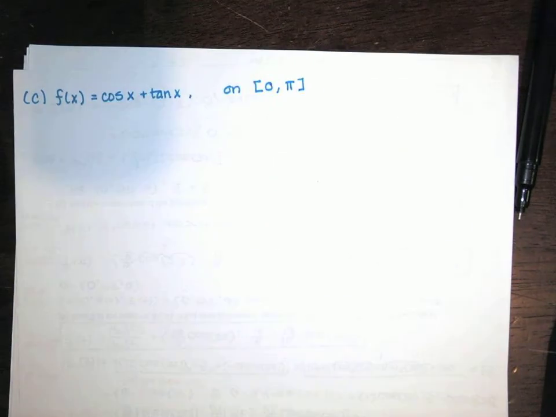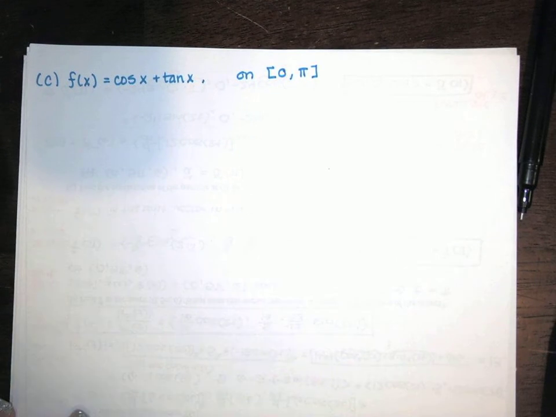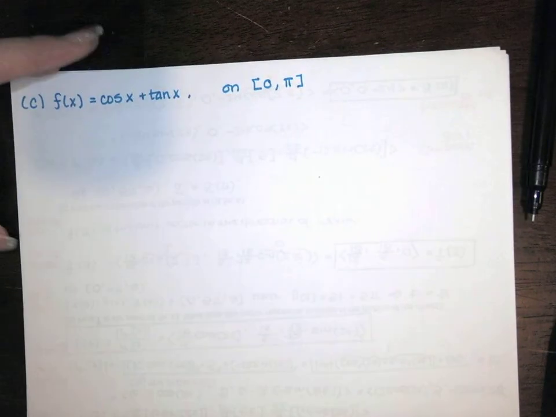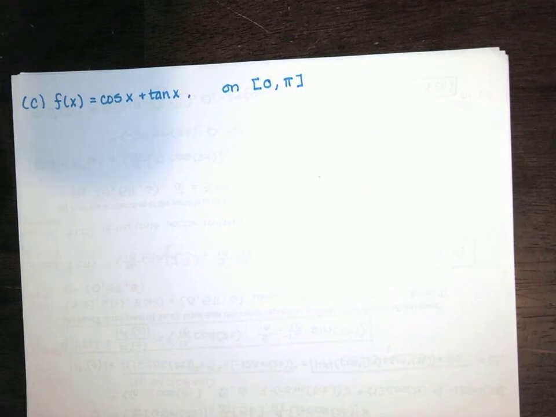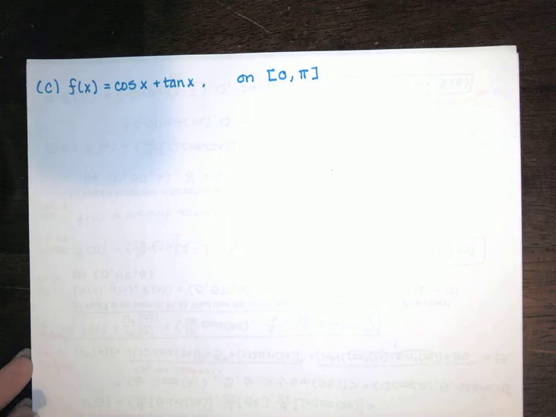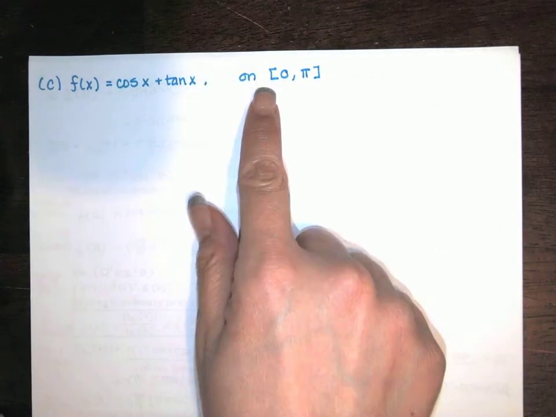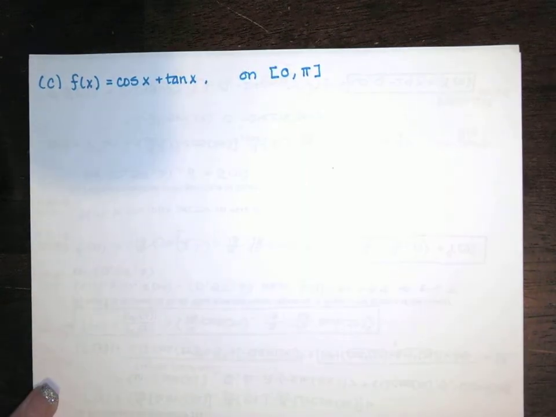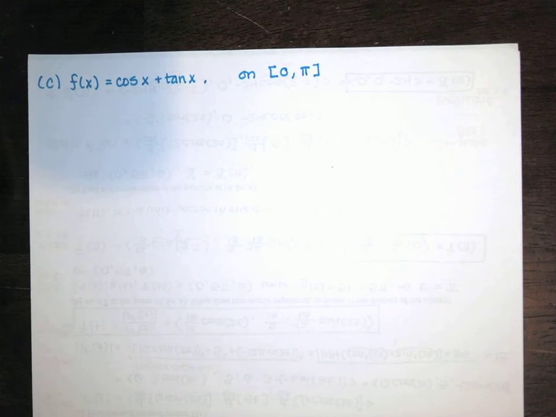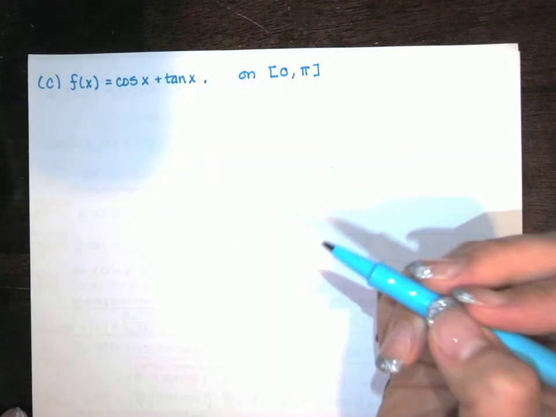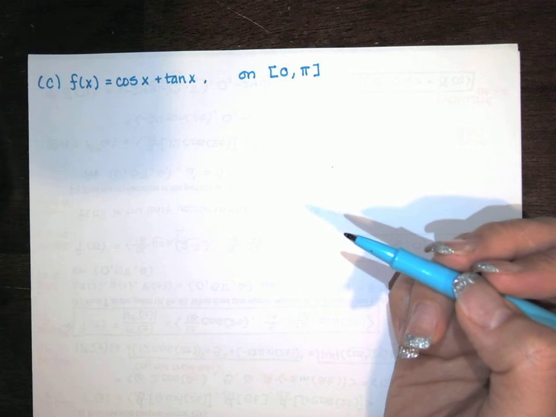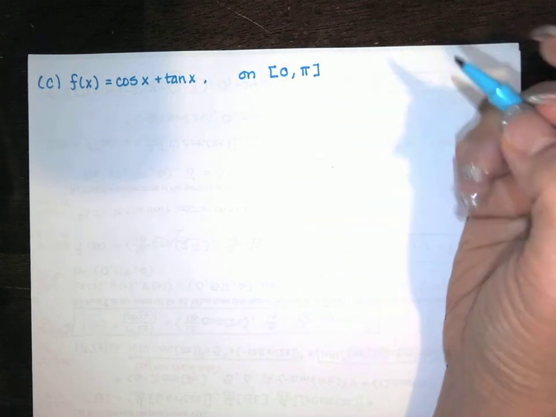Okay, let's do one more. And this one involves a trig function, so we can solve some trigonometric equations. I guess we're not going to solve any trigonometric equations. We're on the interval from 0 to pi. So that means first thing I need to do is check for continuity. And this function is not continuous on the interval from 0 to pi. Darn it, not going to be much work to do here.